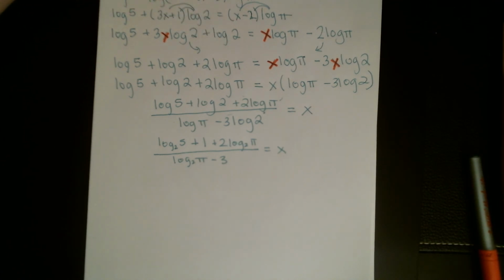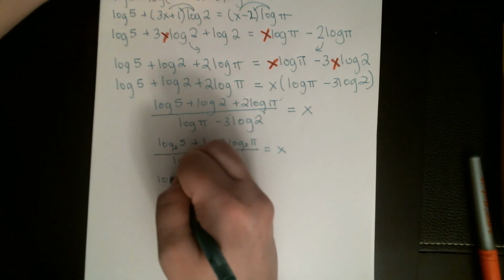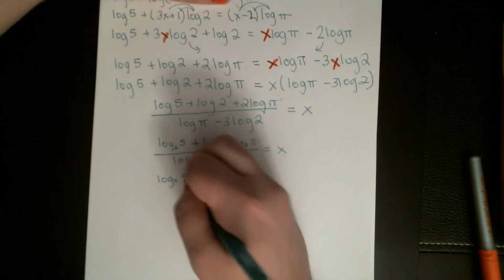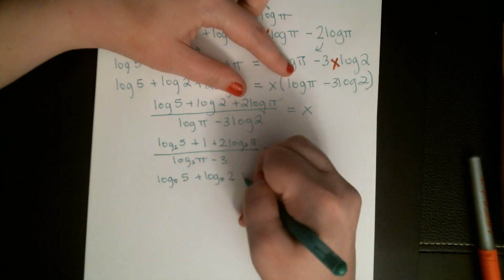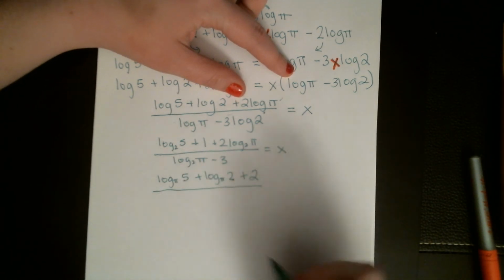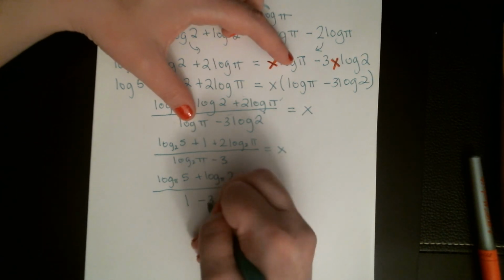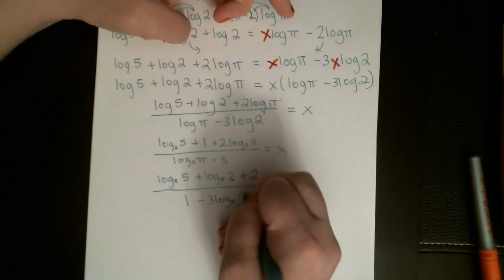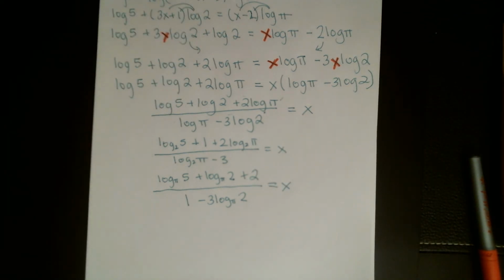If you chose, what would be our other good choice? Pi, log base pi. You'd end up with a log base pi of 5 plus a log base pi of 2 plus 2 log base pi of pi, which is 1, so just plus 2 on top. On the bottom, you'd have log base pi of pi, which is 1, minus 3 times log base pi of 2. So another perfectly good and acceptable answer. Any one of those three, as well as some other possibilities, look great.